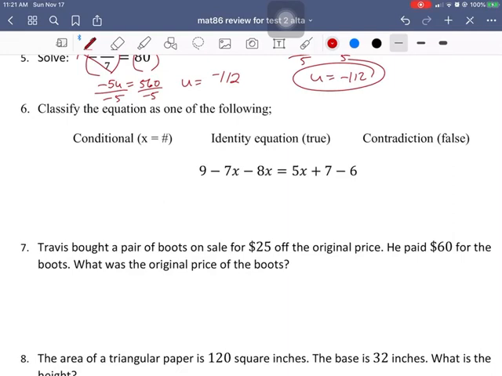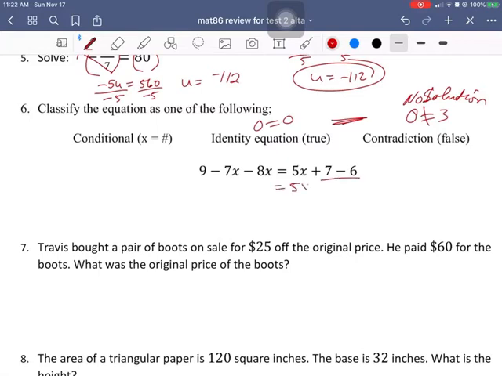Classify as conditional, which means X will still be there at the end and you'll get a number. Or identity, which means you're going to end up with the X's disappearing and something equaling something else. A contradiction would be when you have no solution, or you get a contradiction or false statement. Something doesn't equal something else. So for both of these, your X's disappear as you're doing the work. The conditional, you're going to keep the X and find out what number it equals. So let's see what happens.